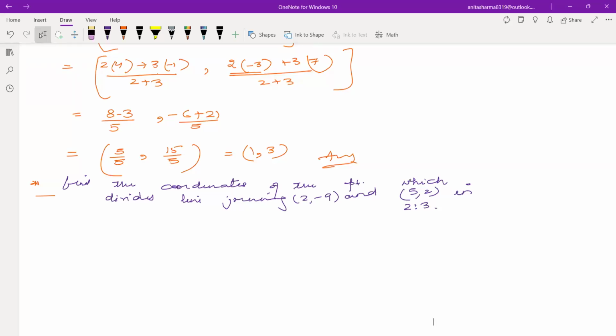Children, turn on your camera also, and I will see your notebooks also. Ma'am, we have to solve this question? Yes, beta. Same as the previous one: write the coordinates of x1, y1, x2, y2, and the value of m is 2 and the value of n is 3. Okay.